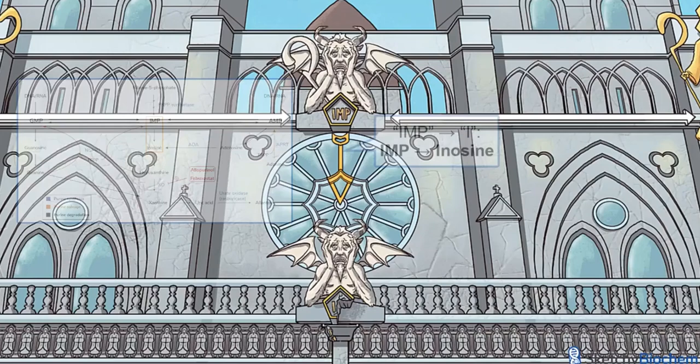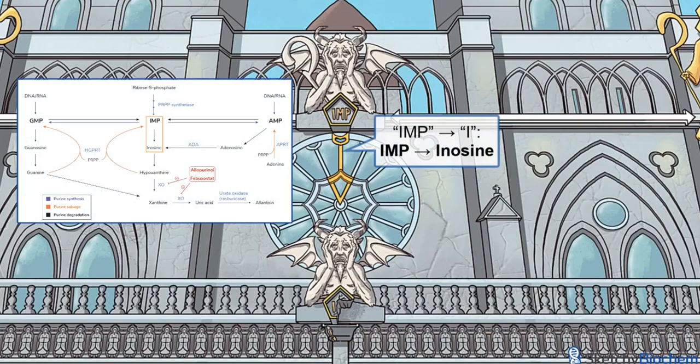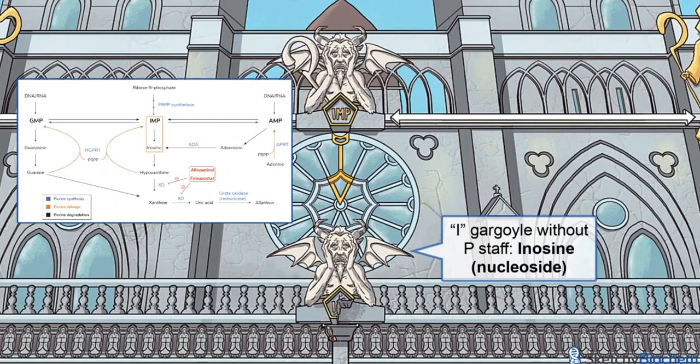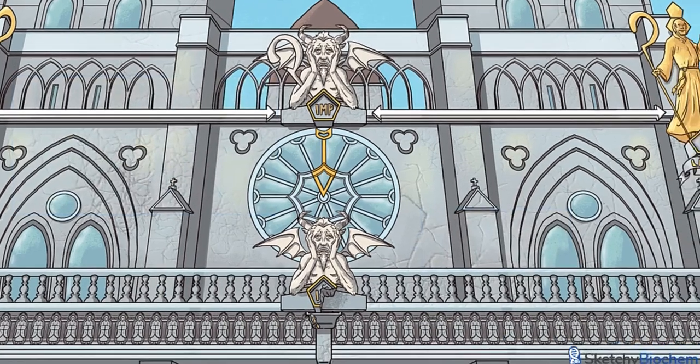In the next step, IMP loses a phosphate group to make inosine, a nucleoside. We showed another similar gargoyle right below the IMP gargoyle, but this one doesn't have a P-staff because it's a nucleoside. Recall that nucleosides only contain a sugar and base, whereas nucleotides like AMP, GMP, and IMP contain a sugar, base, and a phosphate group. We'll dub her I gargoyle for inosine.